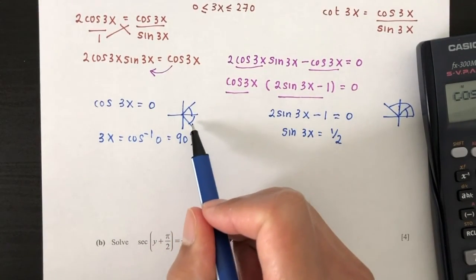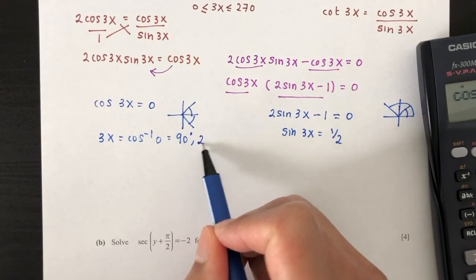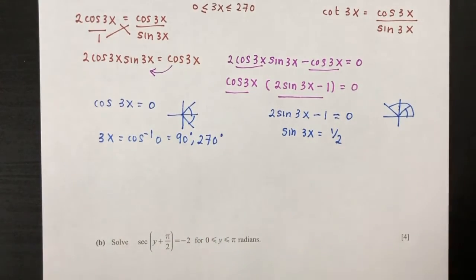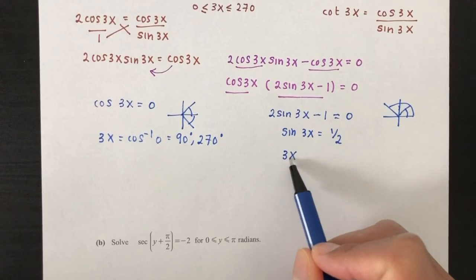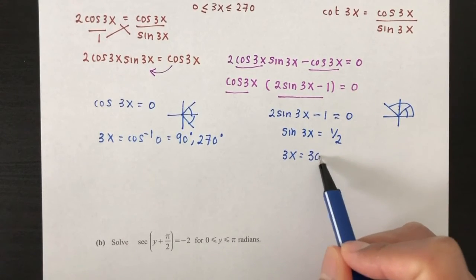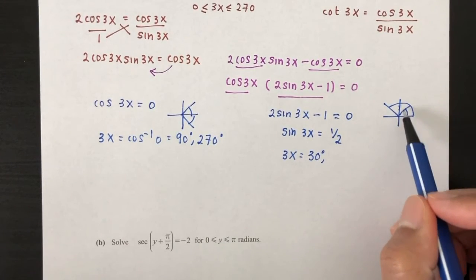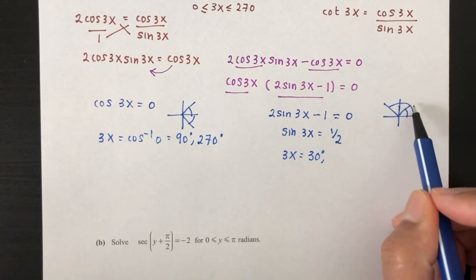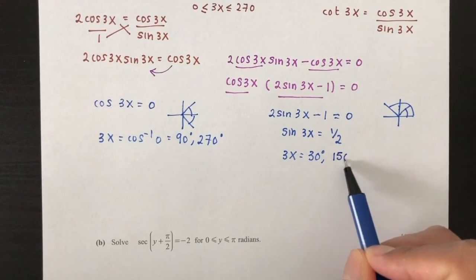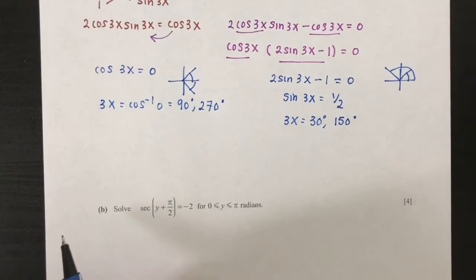Or it can be, this one is 360 minus 90, that should be 270. And for this one, 3x will be sine inverse of half, which will be 30 degrees. Also, here this is 30, and this one will be 180 minus 30, that should be 150. Now, what are the values of x?